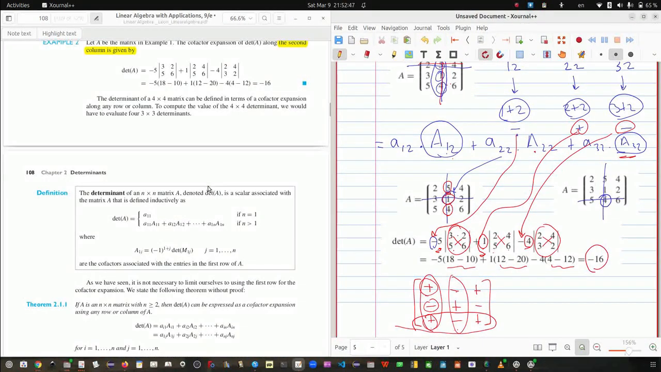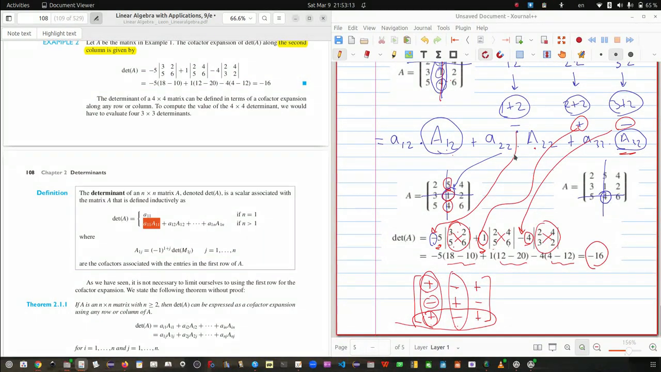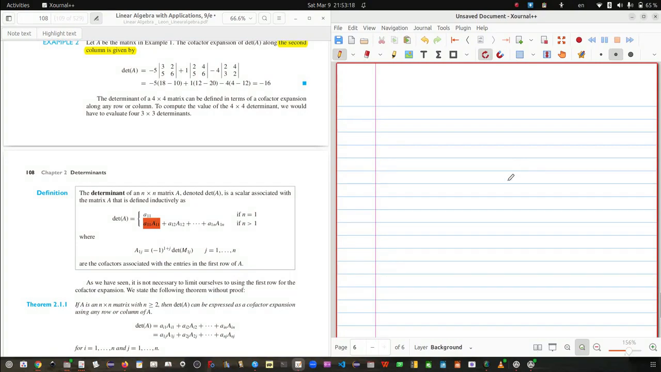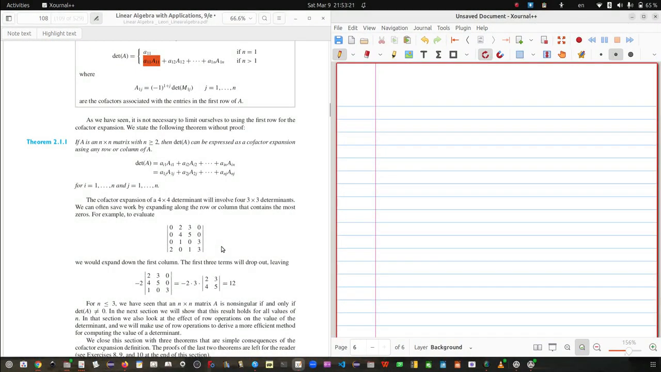So now, talking about the general definition of this determinant calculation, it says element times its cofactor, then the next element times its cofactor, and so on until n. It means this calculation can be done for any dimension. But of course, if it is 4-dimensional, what happens?